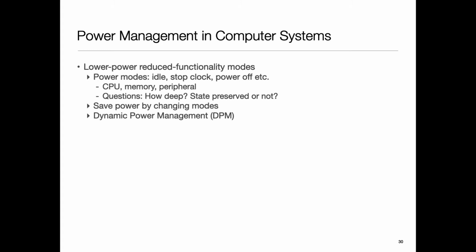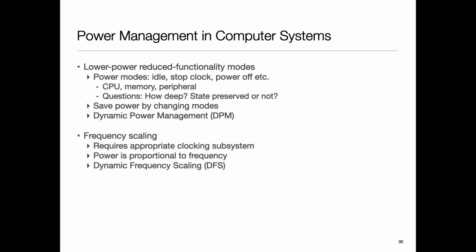So I need to change the modes, and this problem is called dynamic power management. Essentially, at runtime, I have to manage power. So one version of it, which was mentioned some time ago, is to change the frequency. Frequency scaling: essentially, you take a processor and change the clock frequency.